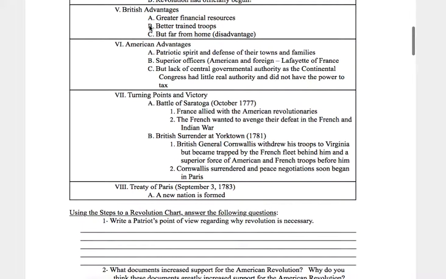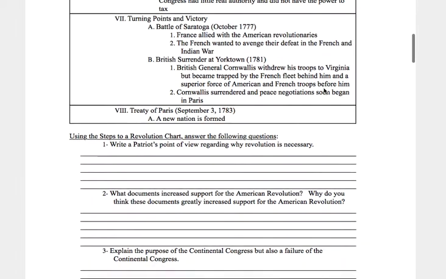British advantages. They had greater financial resources. They had more money to spend. Better trained troops. Their troops were of higher quality. But they were far from home. This is a disadvantage. American advantages. The patriotic spirit and defense of their towns and families. Superior officers, American and foreign, like Lafayette of France. But there was a lack of central government authority, as the Continental Congress had little real authority and did not have the power to tax.